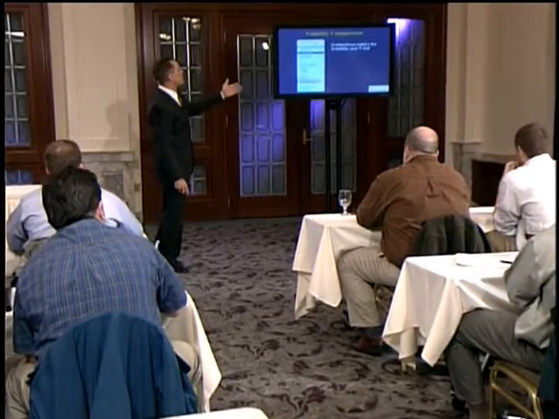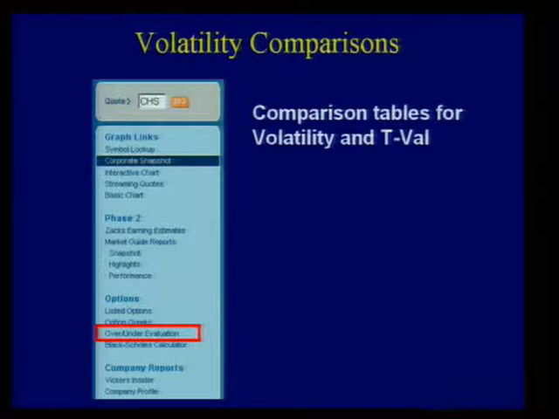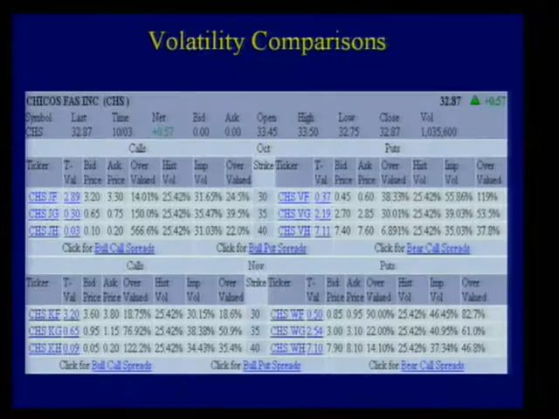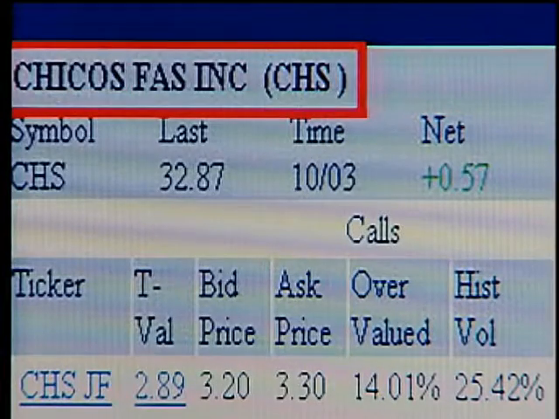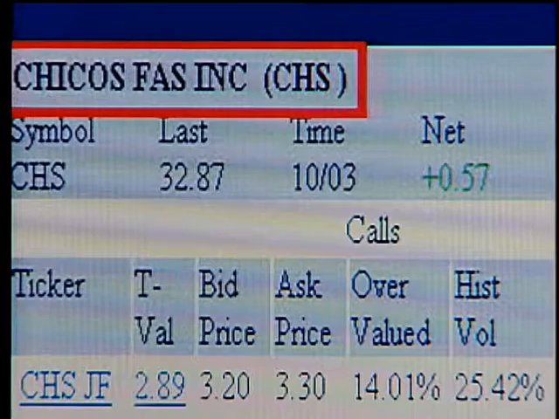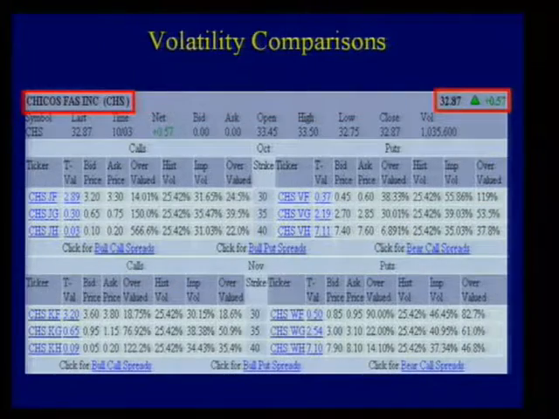The over-under evaluation, then comparison tables for volatility and theoretical value. Are you paying too much for this option? And lastly is our Black-Scholes calculator. So let me show you this. Chico's Fashions, okay? That's an example we're going to use, not all day, but in the short term here. Is the option over or undervalued?